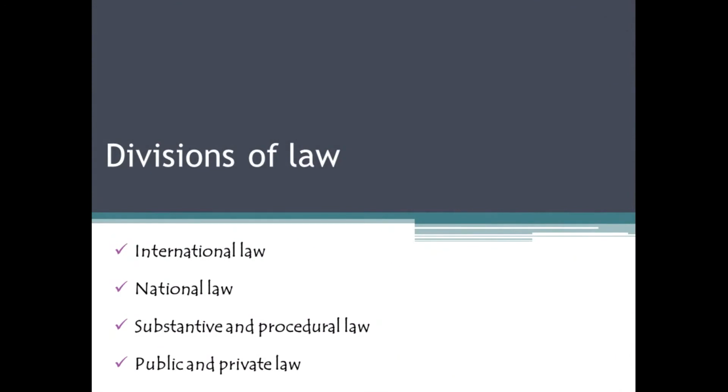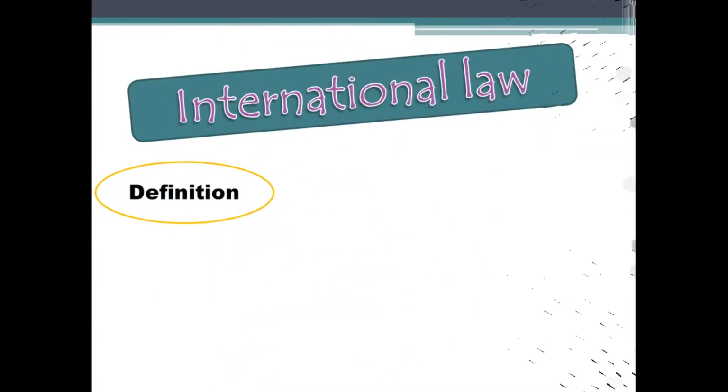So, law is divided into 4 main categories. The 4 main categories of law are international law, national law, substantive and procedural law, and public and private law. Those are the divisions of law. Having listed the divisions in which law is categorized, let me explain them now in detail.